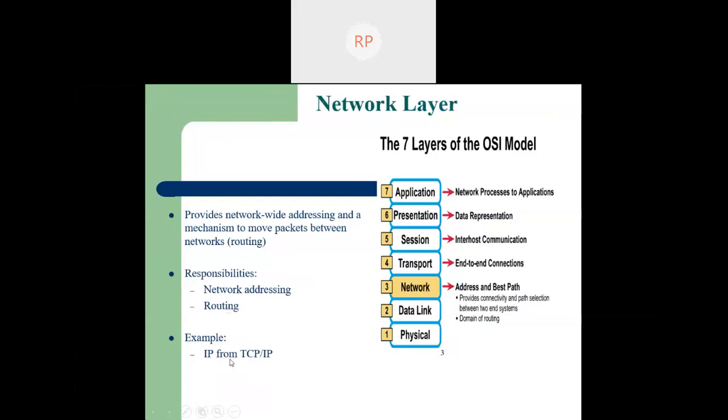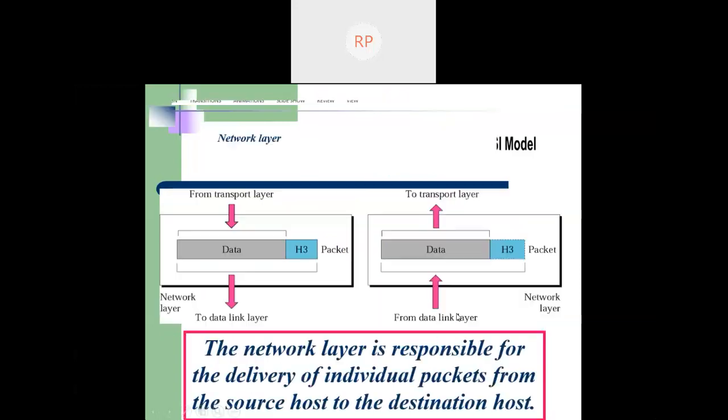Example is IP from TCP/IP, so that layer name is IP. Here are some functionalities. First, it provides the connectivity and path selection between the systems, also the domain of routing. Okay, so this is all about the network layer.